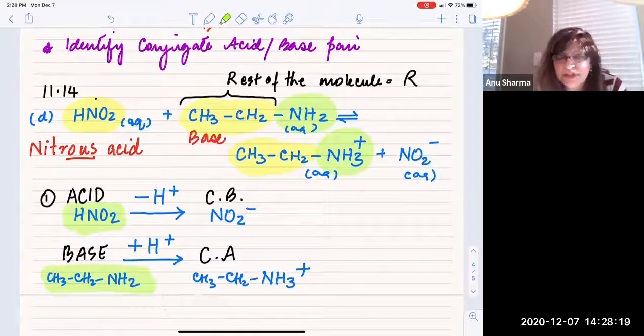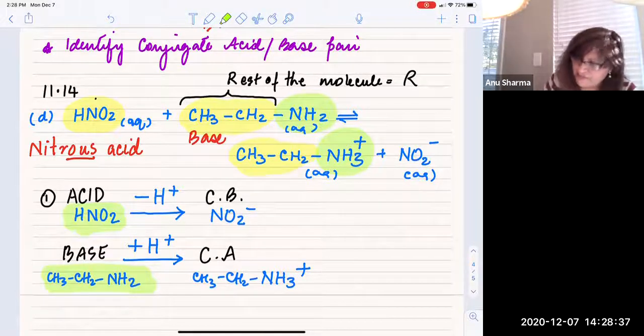It's a weak base, but anything that contains OH is a strong base. And anything that does not contain OH ions but gives away electrons will still act basic in nature. Giving away electrons is basic. Giving away protons is an acid.